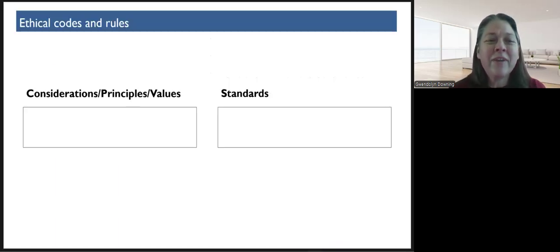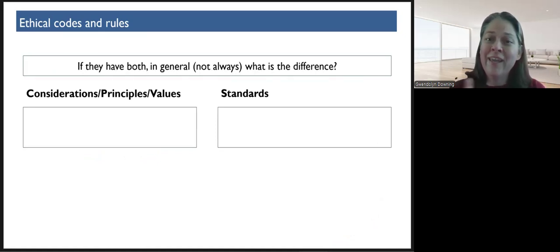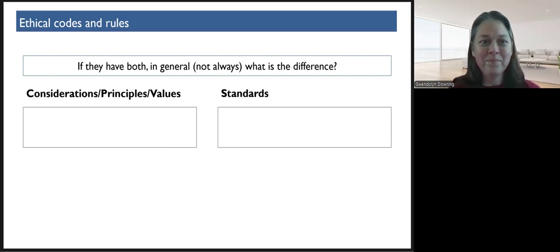Okay, so now let's consider ethical codes and rules. Within these, we have two general categories. The first is considerations, principles, and values, and the other is standards. Now, not all codes have both, but if they do, in general, not always, what is the difference?